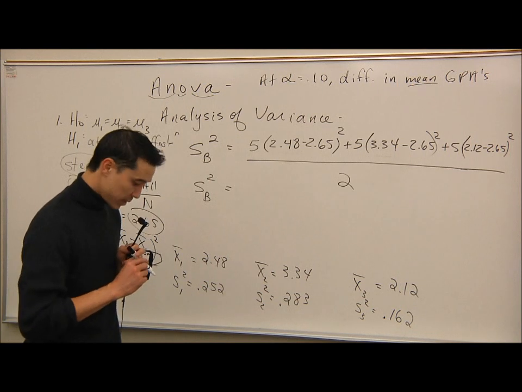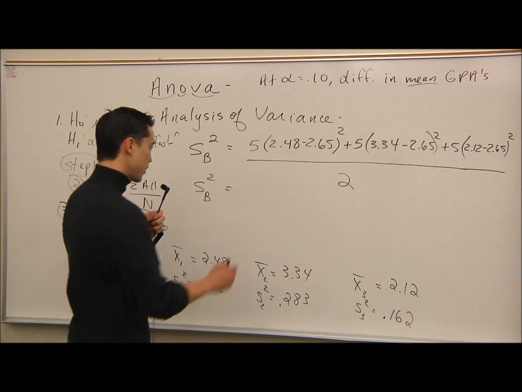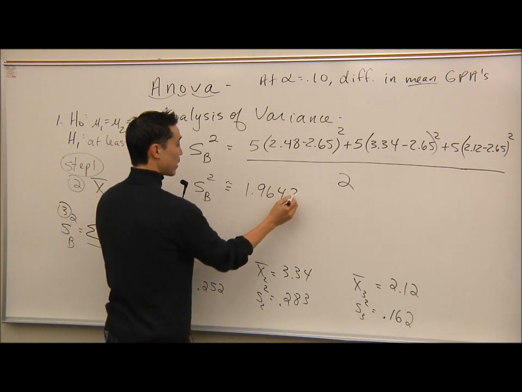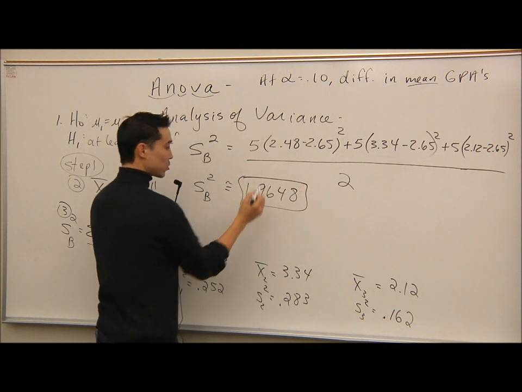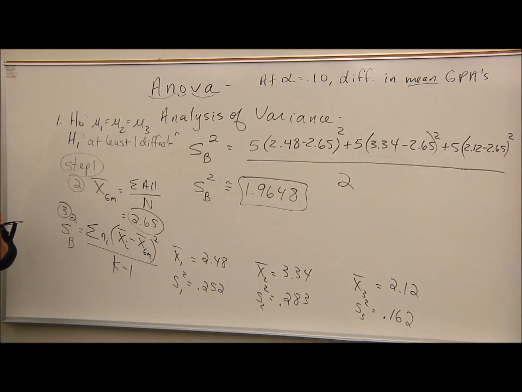Okay, to 4 decimal places, I'm getting about 1.9648. Okay? So approximately 1.9648 is what everybody should get for their between group variance. And then we're done with that guy, which is step 3.